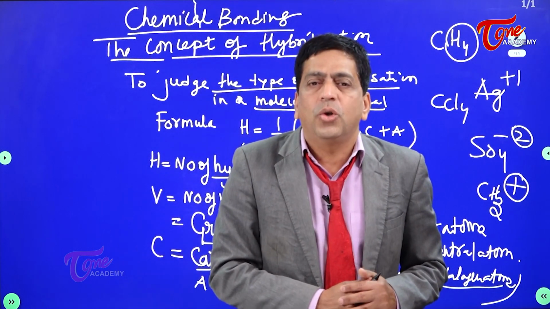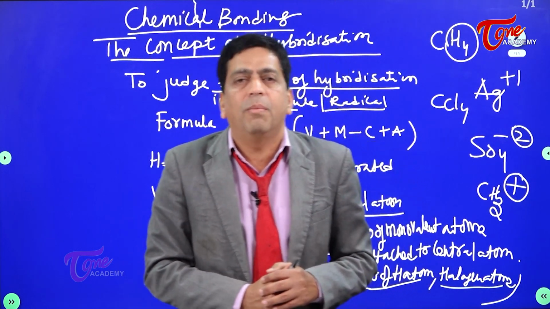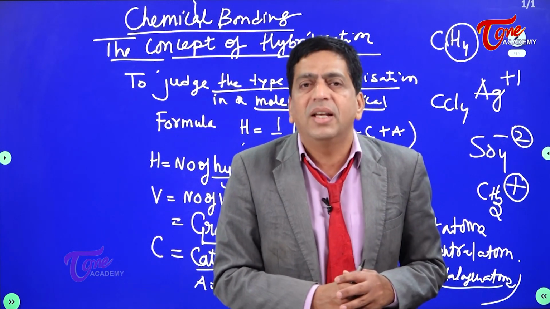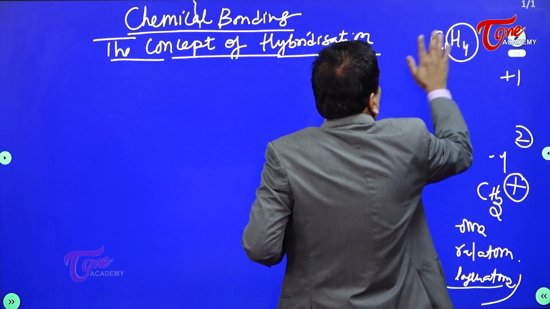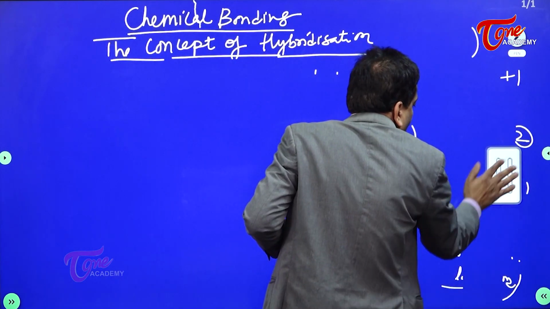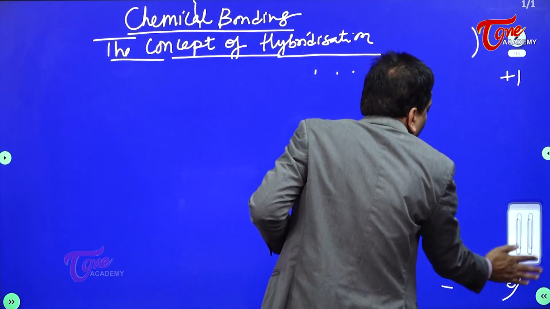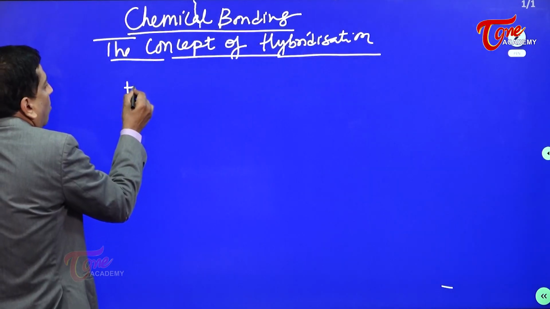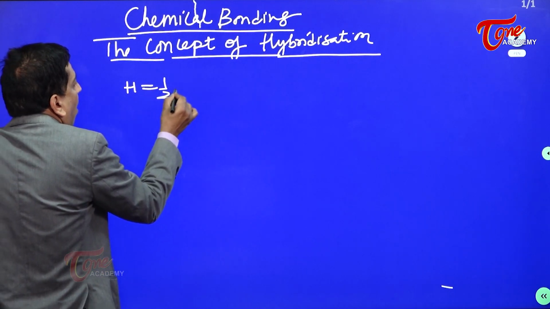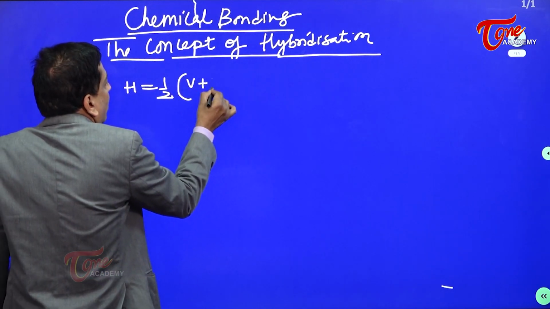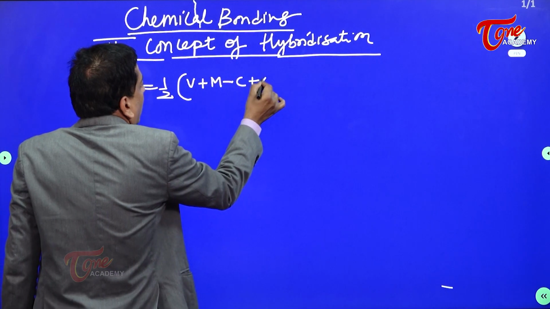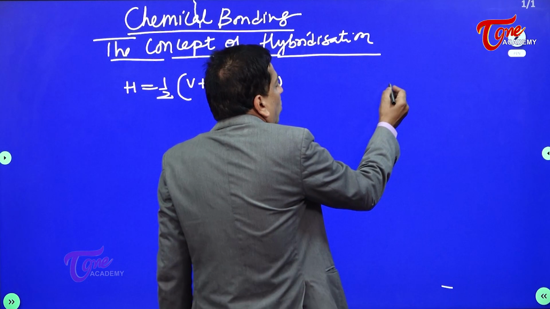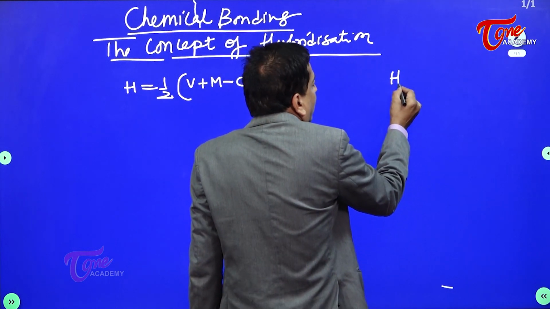Got my point? So let us apply this formula for molecules such that we can have a straight understanding of what the formula is saying. Observe carefully. Look into this. I draw the attention of everyone as I apply the formula by taking examples. So you have this formula, H is equal to half into V plus M minus C plus A.